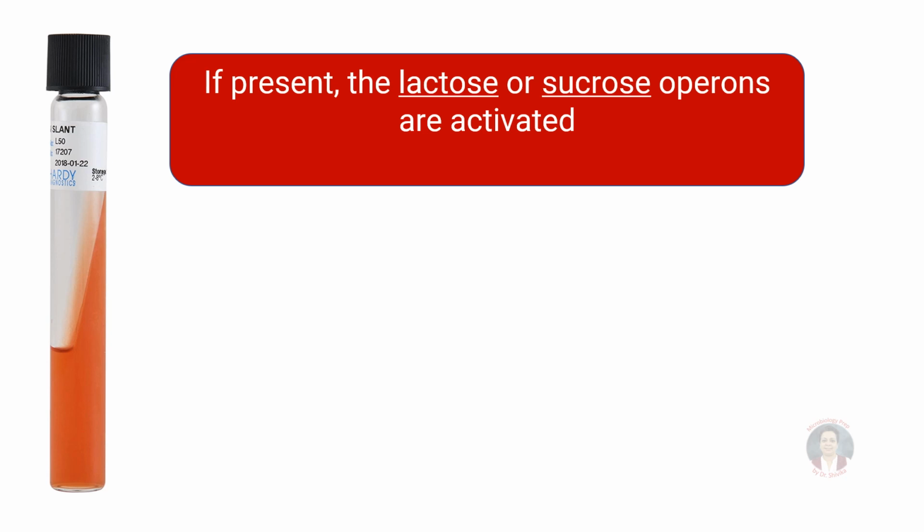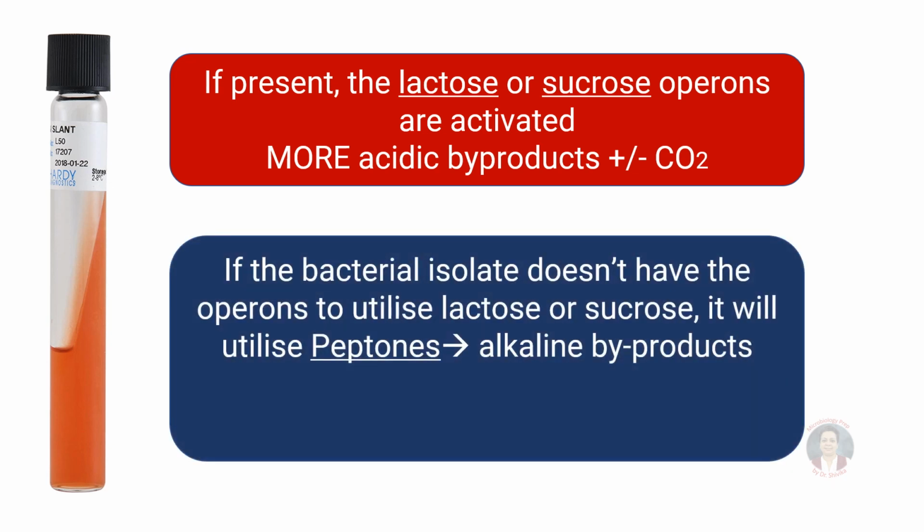If lactose or sucrose or both of the operons are present, now these will be activated. The bacterium is going to utilize either of these sugars or both of them. Lots of acidic byproducts are going to be produced with or without carbon dioxide. If the bacterial isolate does not have the operons to utilize lactose or sucrose, now it will utilize peptones. And when peptones are utilized, always alkaline byproducts are produced.